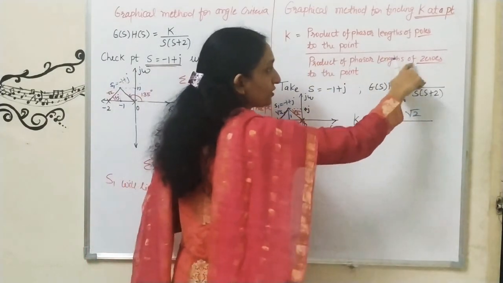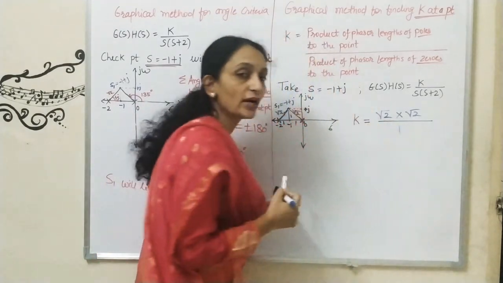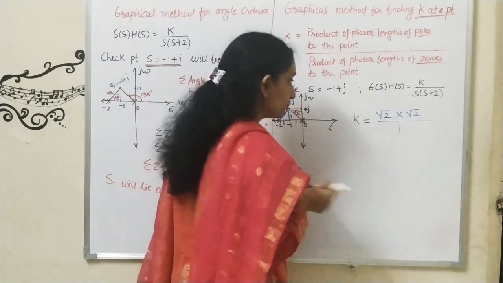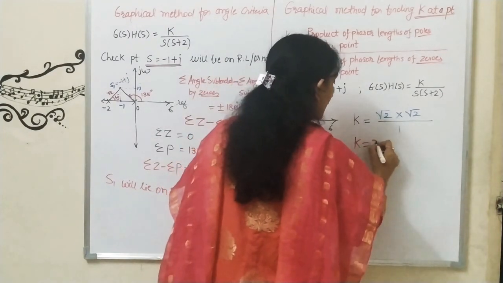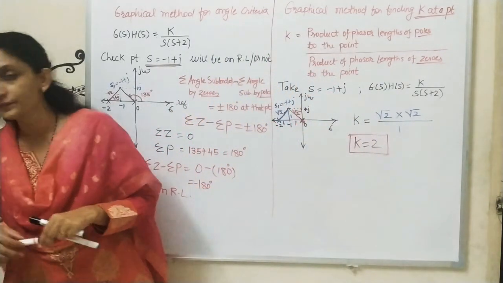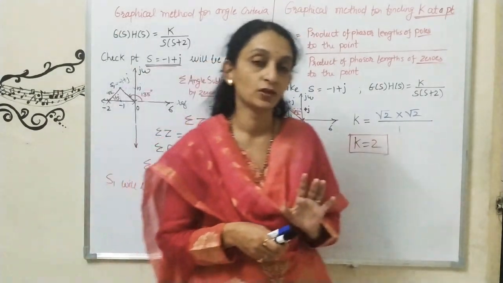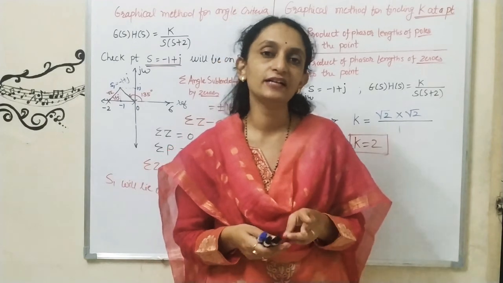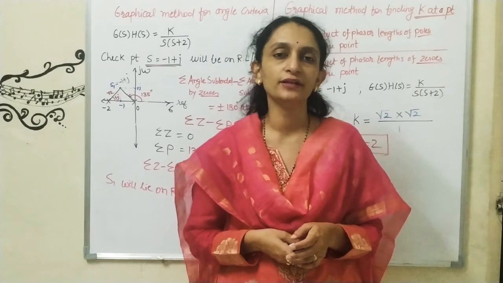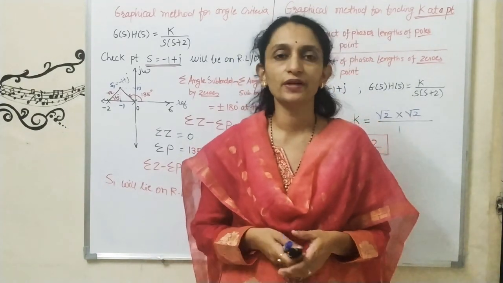The product of phasor lengths of zeros: zeros are not there, in that case we will consider 1 only. So what I am getting is root 2 into root 2, which is 2. So I am getting K as 2. This is the graphical method for finding the constant K. We have seen both methods, the analytical method and the graphical method. You can select any one for calculating the value of K and for calculating the point s1. Okay, thank you students.